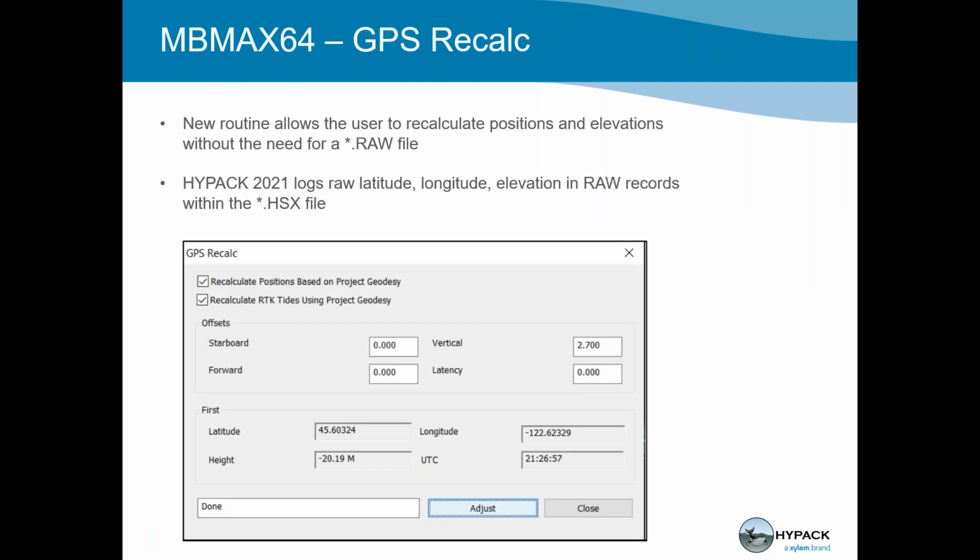And this is the GPS recalc I was mentioning earlier. It's under the Tools drop-down menu. Again, it'll read the HSX file information from the raw records based on your geodesy. If I messed up my geodesy and set it up incorrectly, used the wrong UTM zone or wrong geoid model KTD file, go reset that in geodesy, open up the dialog, check the boxes here, and recalculate positions and/or RTK. I can also make changes to the offsets, click on adjust, and boom, you're out of hell. Okay.